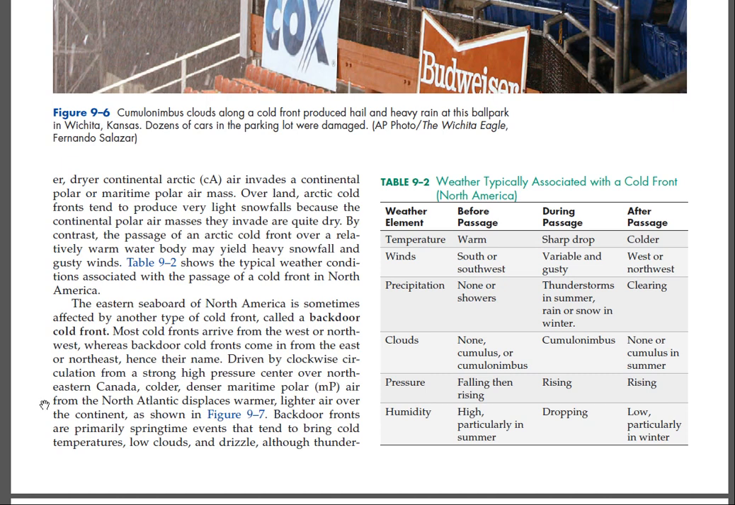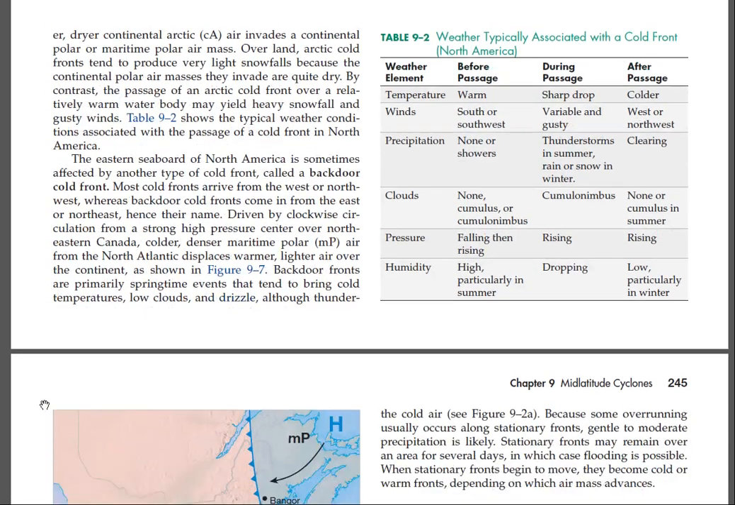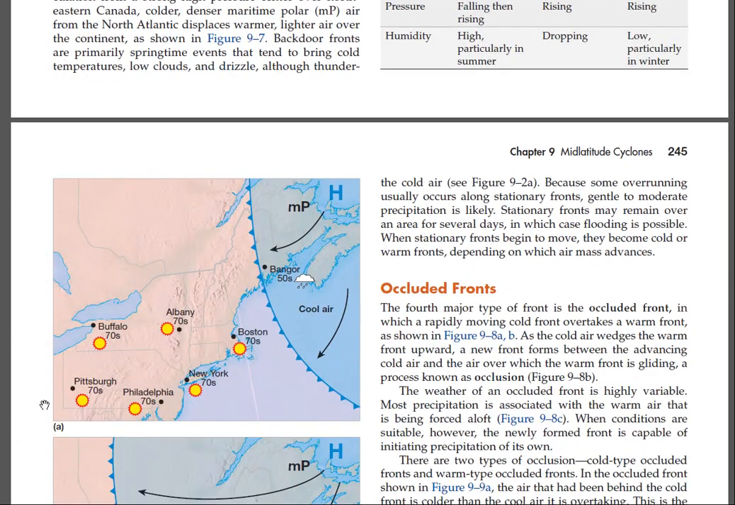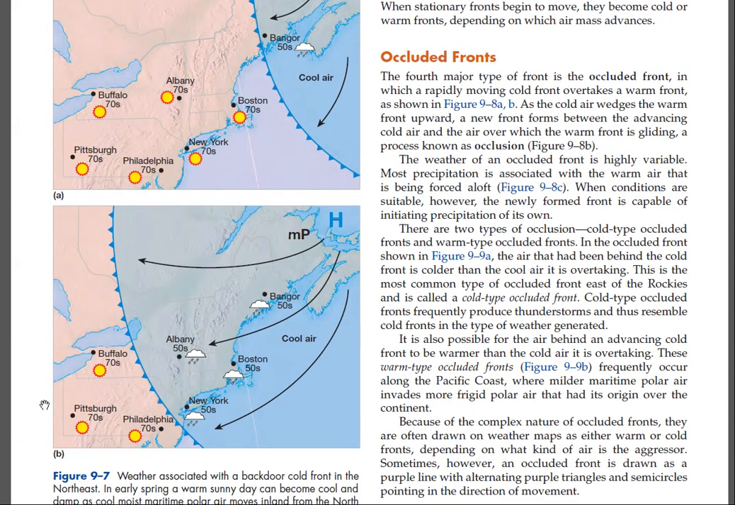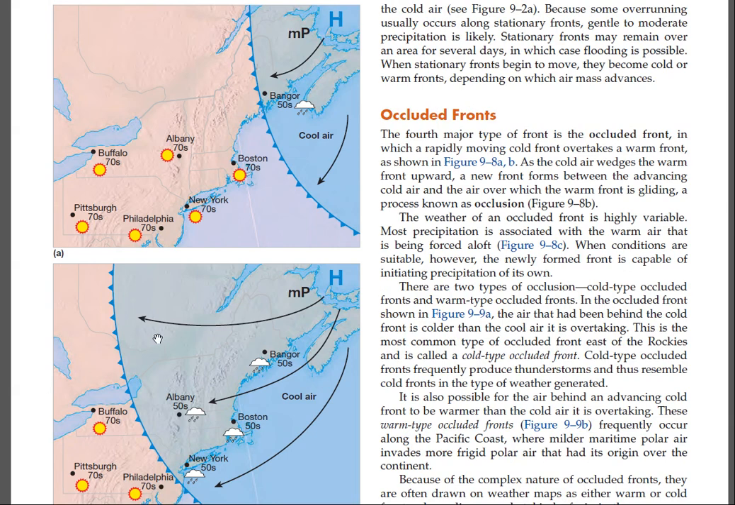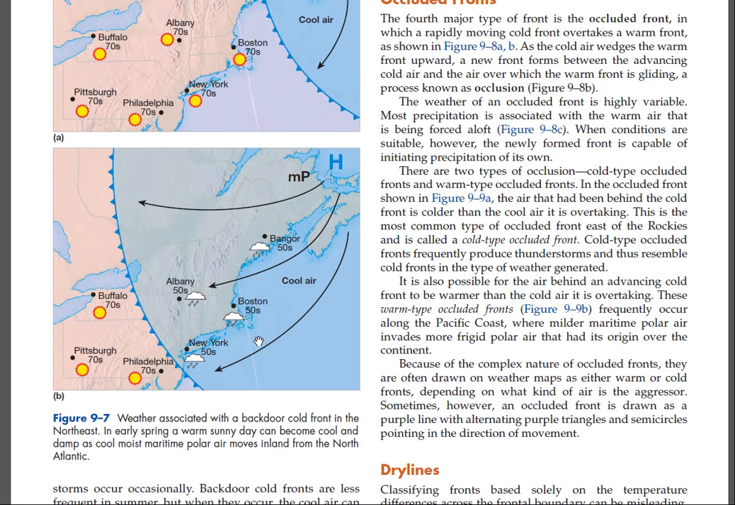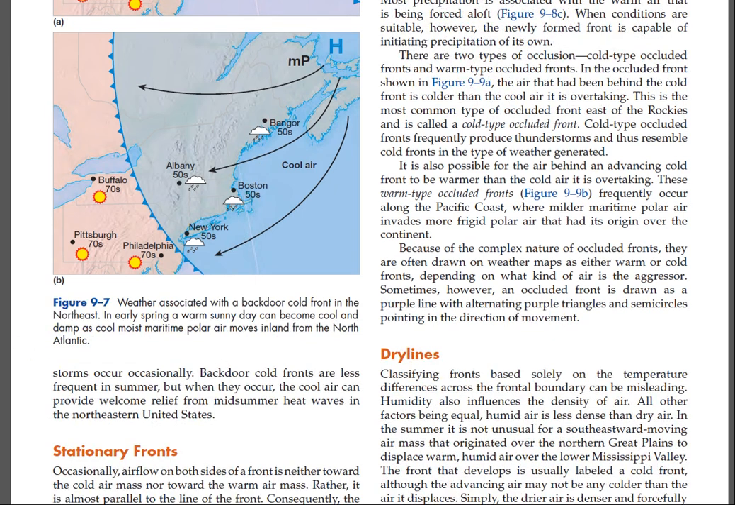Backdoor fronts are primarily springtime events that tend to bring cold temperatures, low clouds, and drizzle, although thunderstorms occur occasionally. Backdoor cold fronts are less frequent in summer, but when they occur, the cool air can provide welcome relief from midsummer heat waves in the northeastern United States.